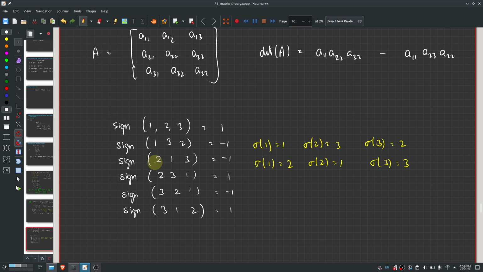What is the next permutation? It is minus A12, A21, A33 plus A12, A23, A31 minus A13, A22, A31 plus A13, A21, A32. Correct?